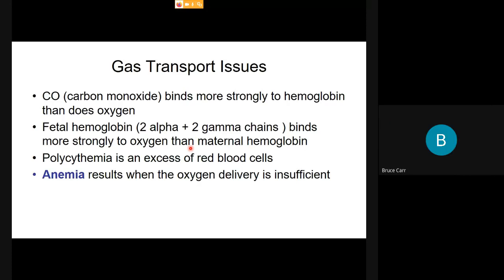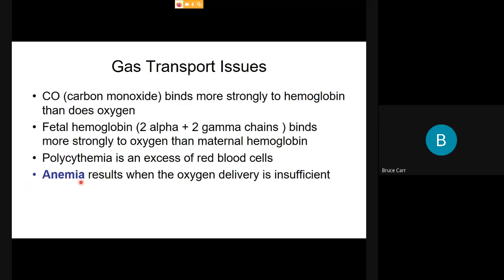Now, this is because we have, as we called it, an exchange zone between the uterus and the placenta. Excess of red blood cells, called polycythemia, can occur. Basically it makes the blood kind of thick.